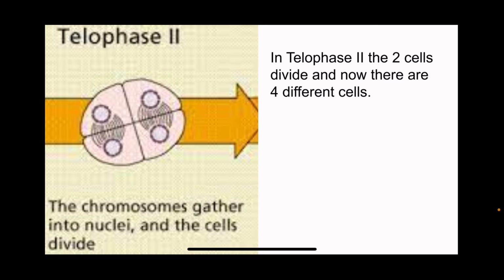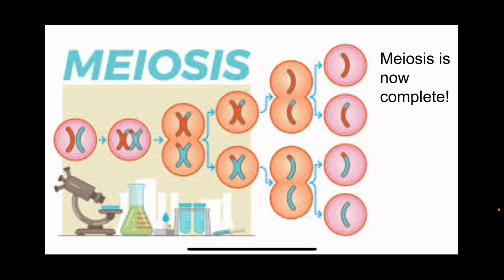In telophase 2, the chromosomes gather into nuclei and the cells divide. The 2 cells divide, and now there are 4 different cells, which could be sperm, egg, or whatever, depending on whether you're male or female. If you're male, you'll have sperm, and if you're female, you will have eggs. And this in meiosis is only for sex-related cells. Mitosis is only for body cells. So meiosis is now complete.